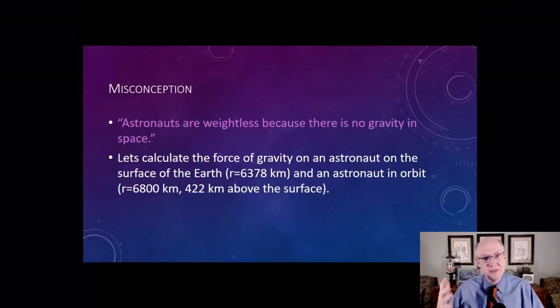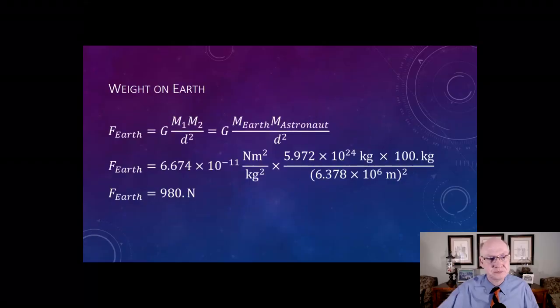Sitting here in my chair in my office, I'm 6,378 kilometers away from the center of the Earth. An astronaut in orbit is 422 kilometers above the surface, which means they're 6,800 kilometers from the center of the Earth. Now, those two numbers are clearly different, but just looking at them, you're going to say to yourself, hey, wait a second. They're not that much different from one another. The force of gravity acting on the astronaut is not going to be that much different than the force of gravity acting on me on the surface. But let's do the calculation and see what we get.